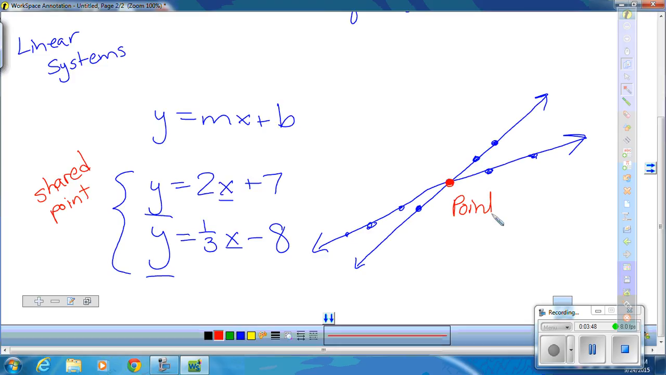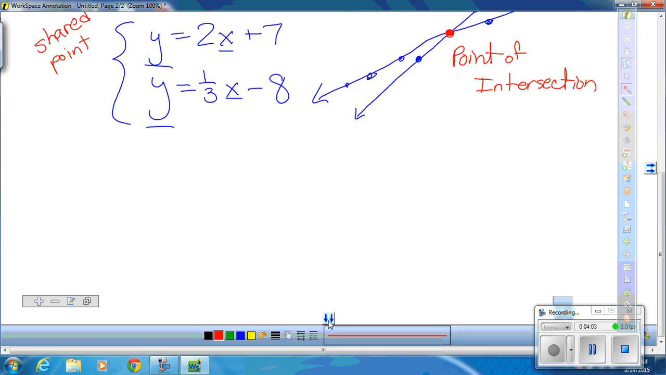The solution to a system of equations is a point of intersection. It has an x value and it has a y value. So you're looking for the point of intersection. This means that we actually have 3 different types of systems of equations. You have the system of equations that actually intersects one another.